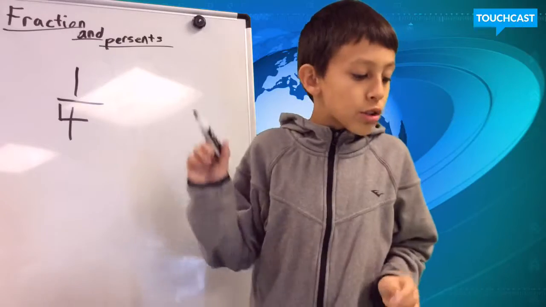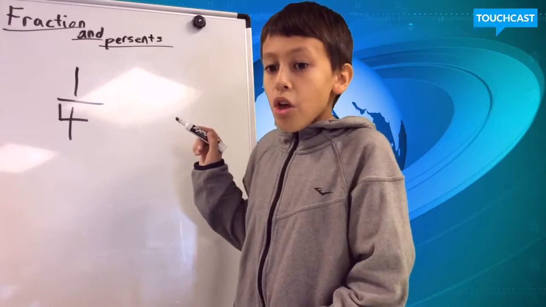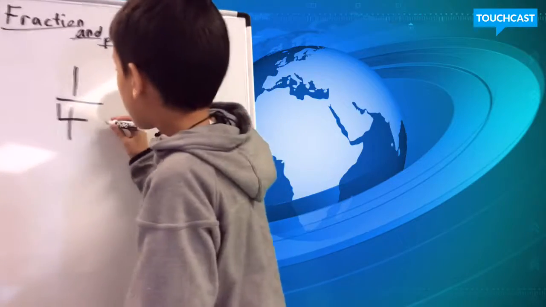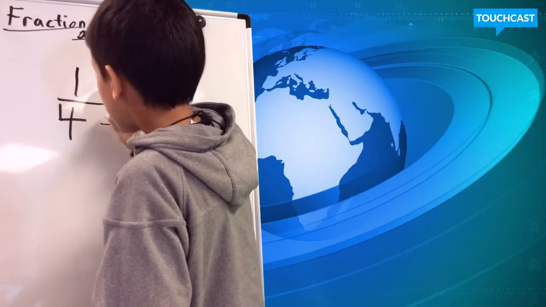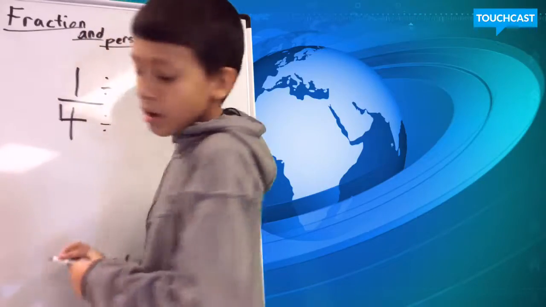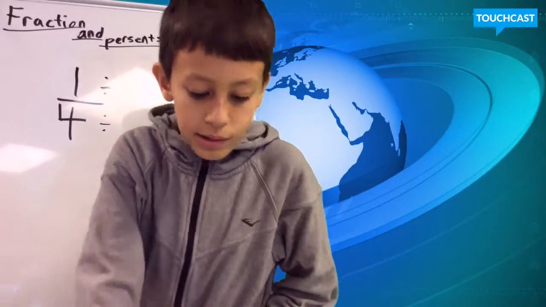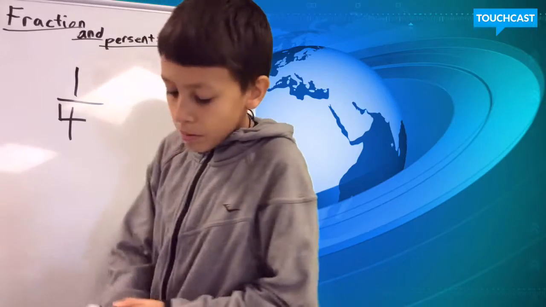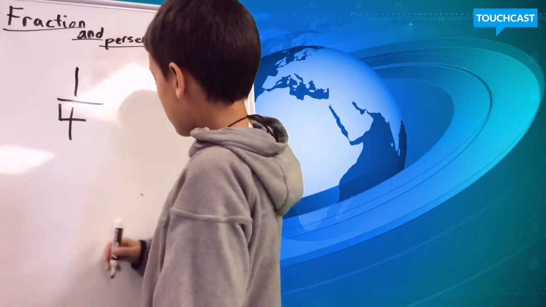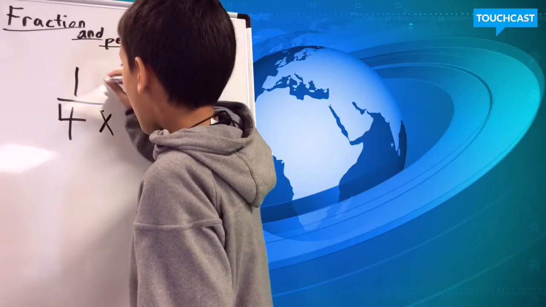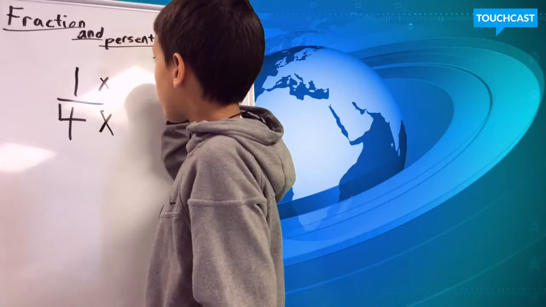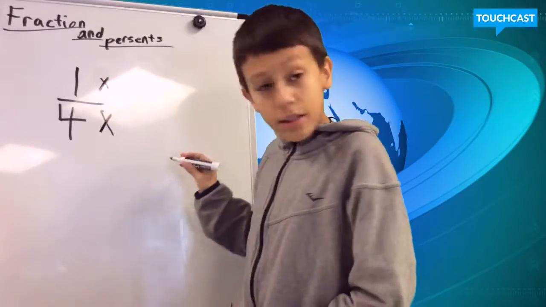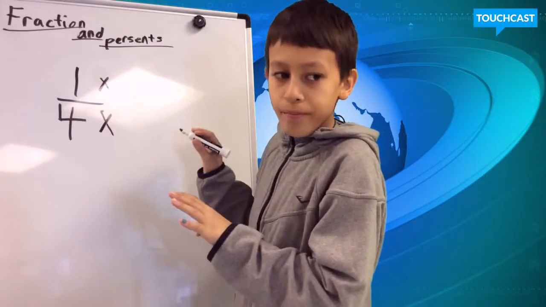So, fractions to percents. The first step you do is divide. No, not divide. We multiply. So how many times can 4 go into 100? Because technically a percent is out of 100.